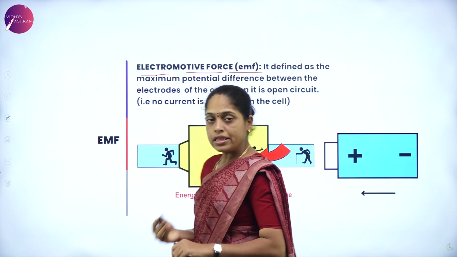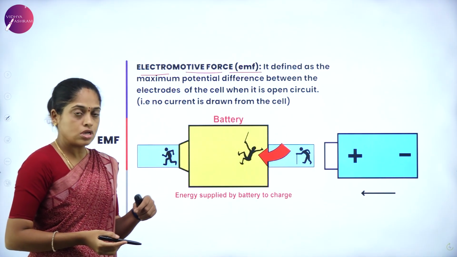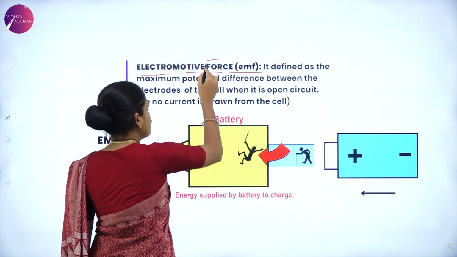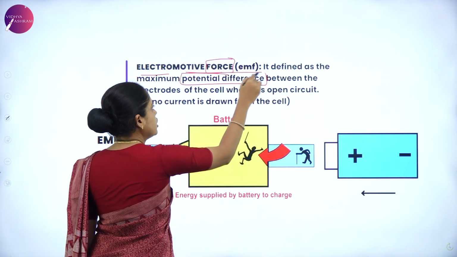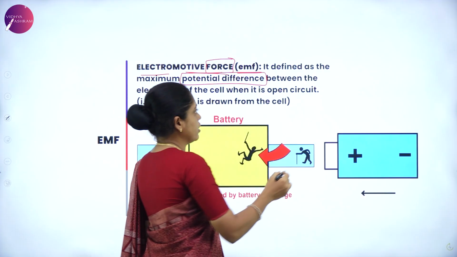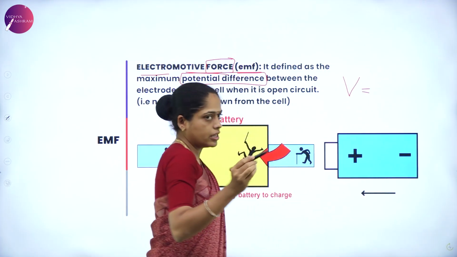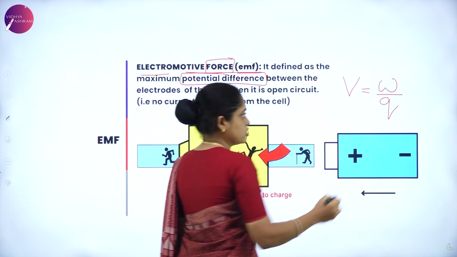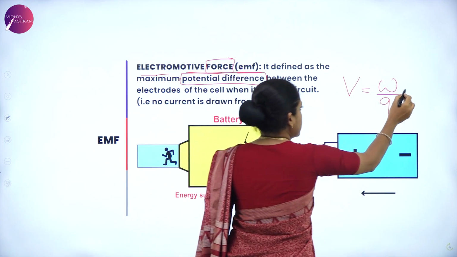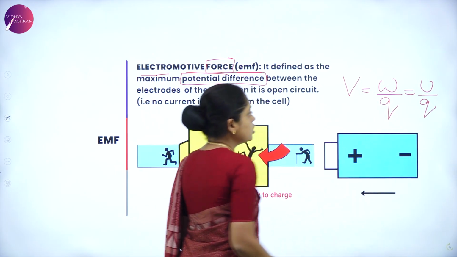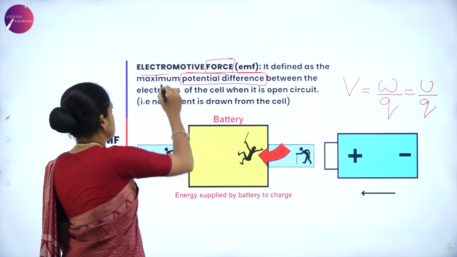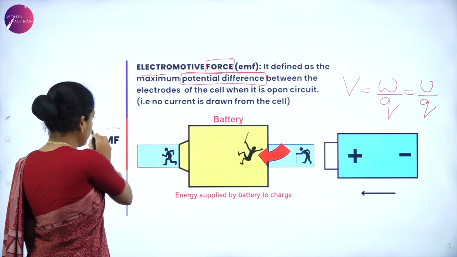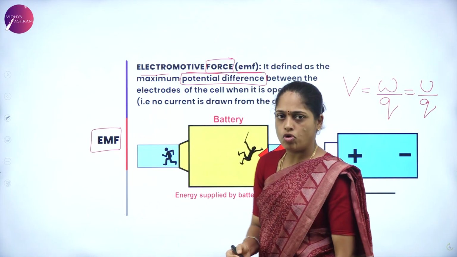electromotive force. By the name, you should not understand it as a force. Instead, it is a potential difference. So, it's not a force, it's the potential difference. The potential difference definition you have learned in the 2nd chapter, which is the work done per unit charge, or it is the energy per unit charge. This potential difference is electromotive force, which is abbreviated as EMF. EMF is nothing but electromotive force.